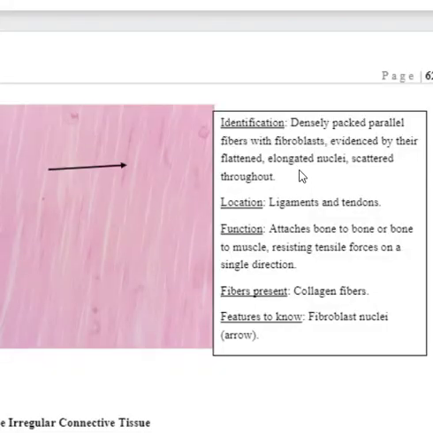So here in your lab manual are the things we want you to know. They're densely packed, they're parallel to each other, and you can see the nuclei. You're going to learn, we're going to beat this into you, that ligaments hold bone to bone and tendons hold muscle to bone. So ligaments hold bone to bone and tendons hold muscles to bone. So we're going to hit that in just about every other lab that we do from now on until the end of the semester. So you're going to have that for sure.